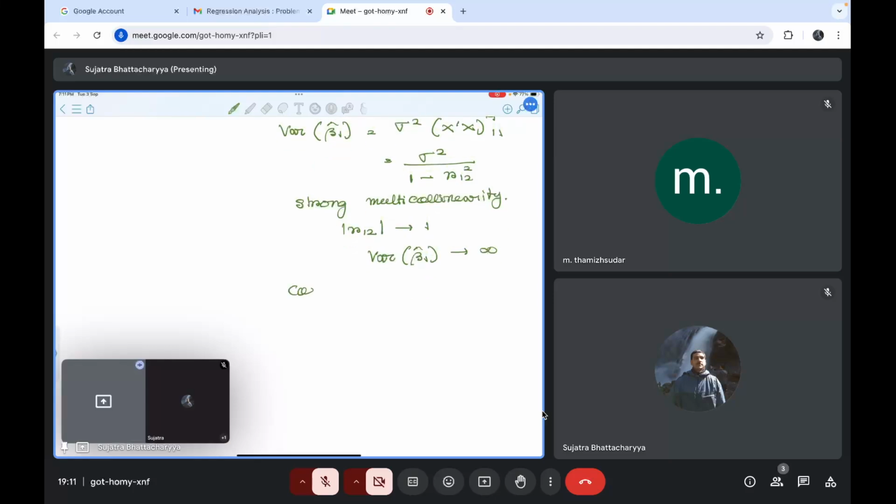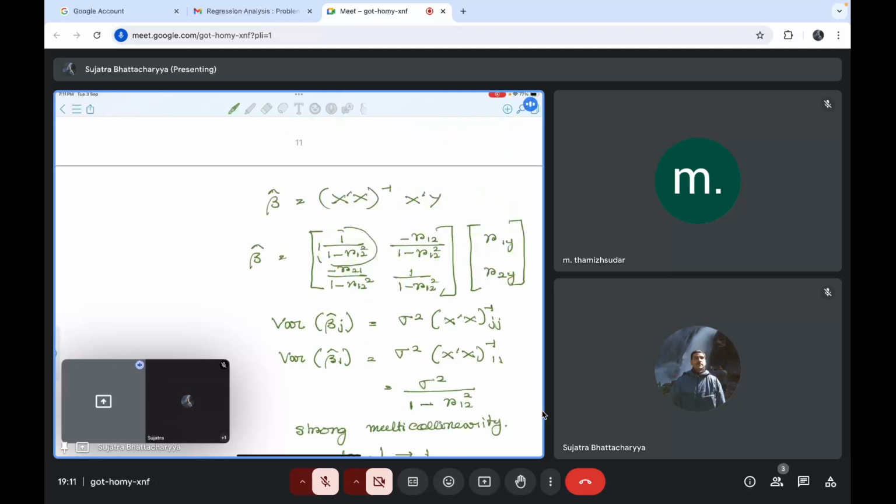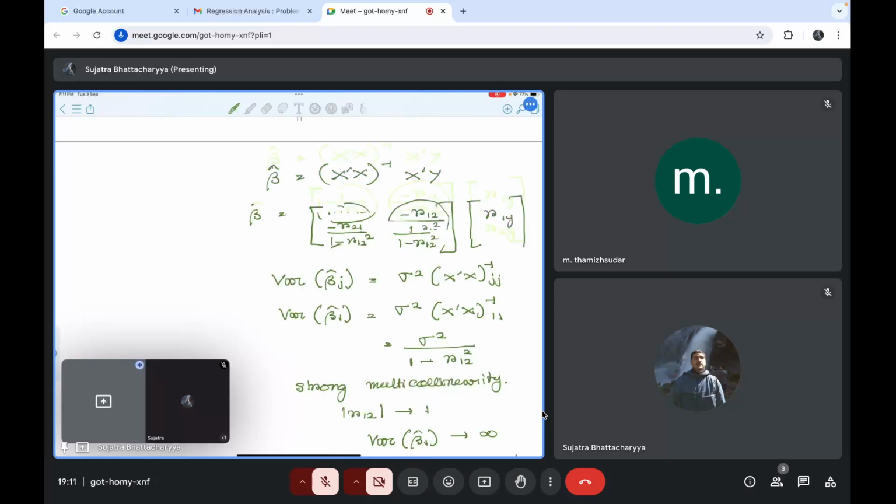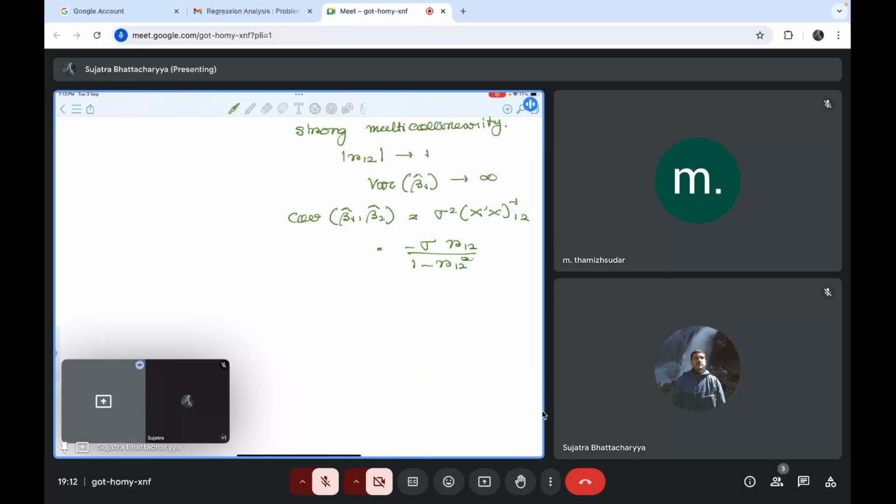And for covariance, the definition will not change much. So this becomes sigma square times X prime X inverse of the off-diagonal elements, like 1 2 or 2 1. So this will be minus sigma square R12 divided by 1 minus R12 square. So this is the off-diagonal element, this one or this one, anything. Okay, in this case, it can tend to plus or minus infinity depending on the value of R12. It depends on this.